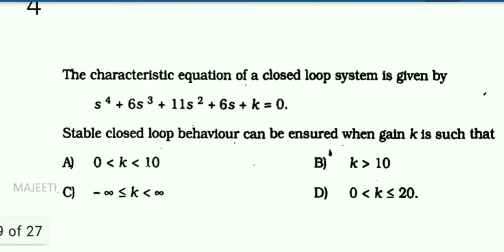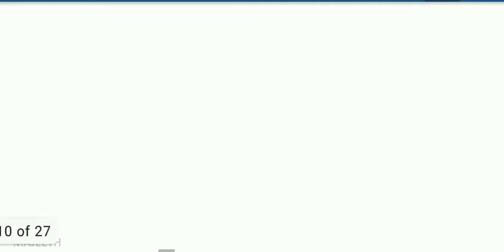Next we see the characteristic equation of a closed loop system is given by s power 4 plus 6s cube plus 11s squared plus 6s plus k is equal to 0. Stable closed loop behavior can be ensured when k is such that. So here they have given a closed loop system, so we go for the Routh-Hurwitz criteria and find the k value. So first we start with s power 4.